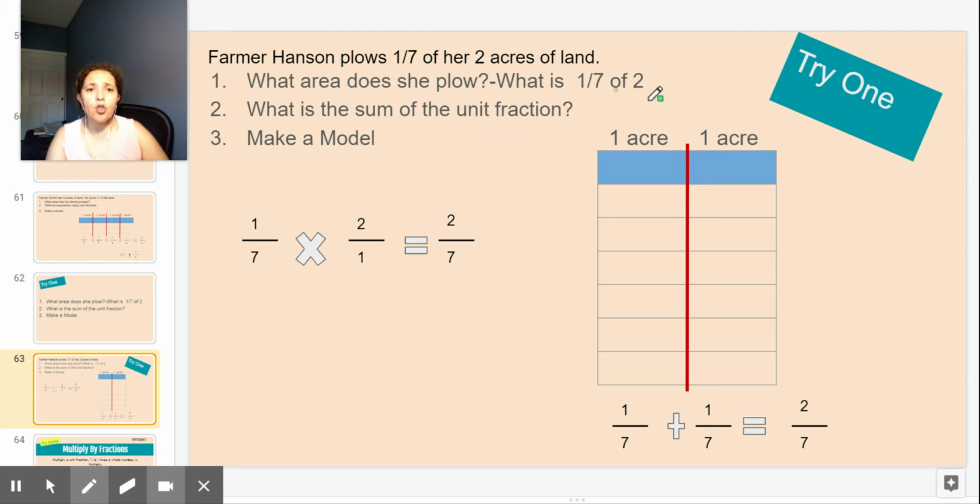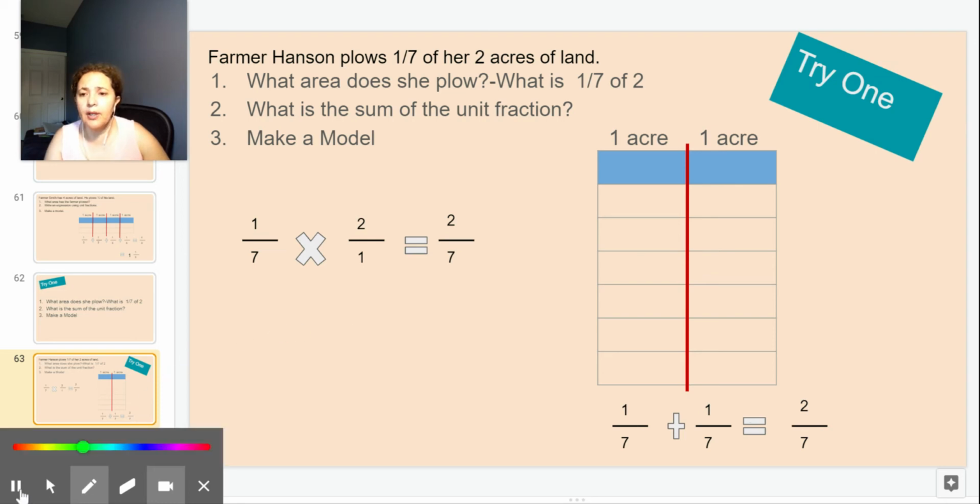What is the sum of the unit fractions? So I have 2 acres, and they're in 7. So I divided them into sevens. 1, 2, 3, 4, 5, 6, 7. And I only have 1/7 of each one. So there's my sum of unit fractions, 2 sevens, same thing. All right.